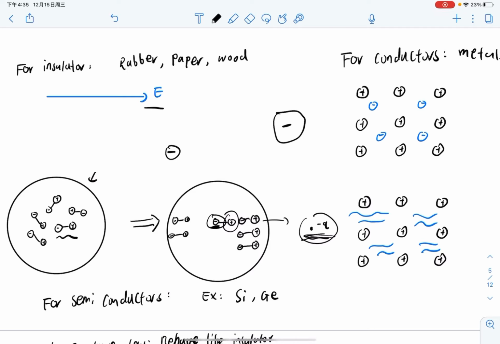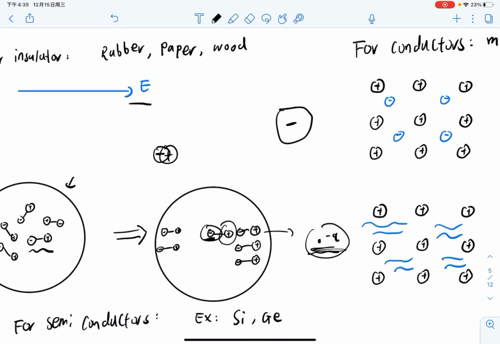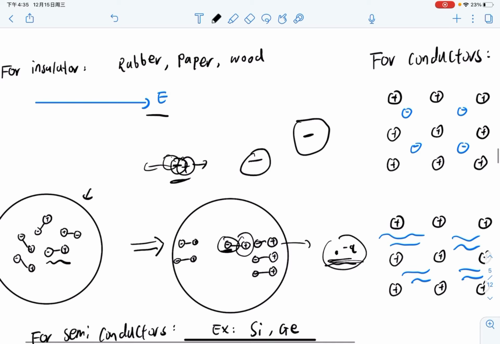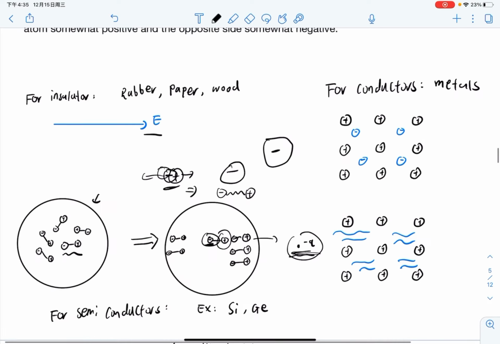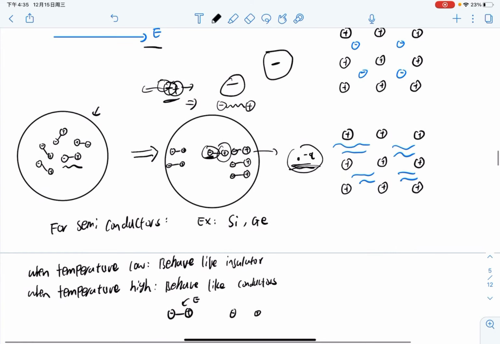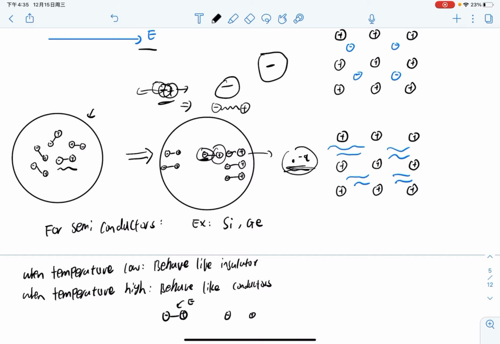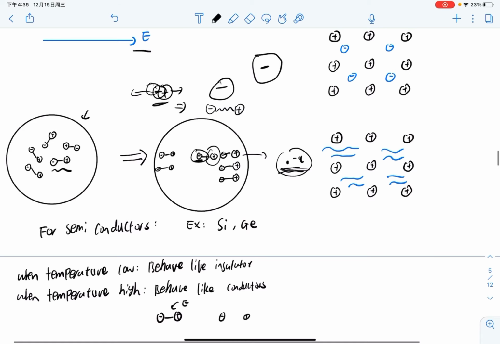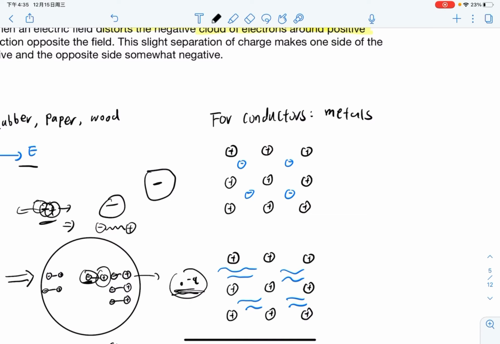Like initially, if you don't put any charge over here, it will just remain in this state. But when you put a negative charge particle over here, it will repel the negative electrons and attract the positive ions. So thus, it will look like a spring stretching. And that is how polarization works. And for conductors, it is like metals.